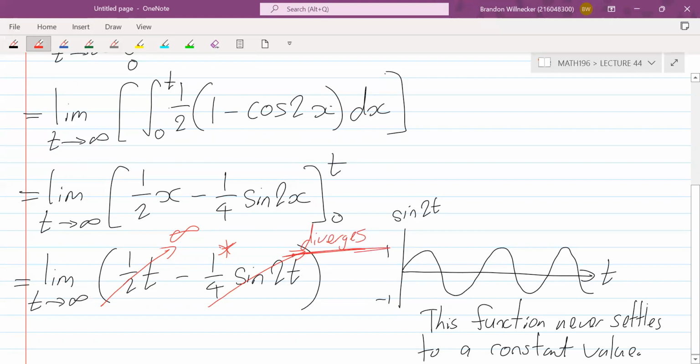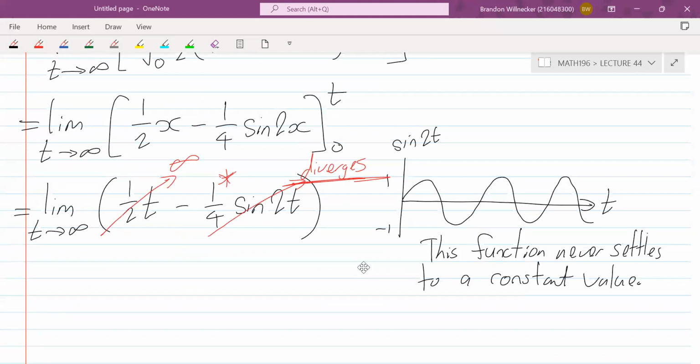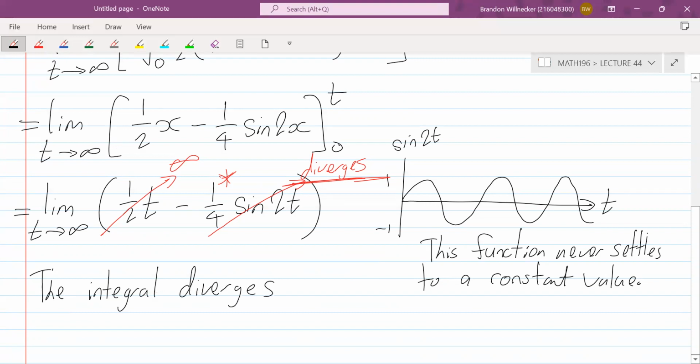Okay, so that's an important thing to keep in mind. Divergent doesn't only mean goes to infinity. So both terms diverge. So we say that the limit doesn't exist, and so the integral diverges. Okay, so we don't have a nice finite value for this integral.